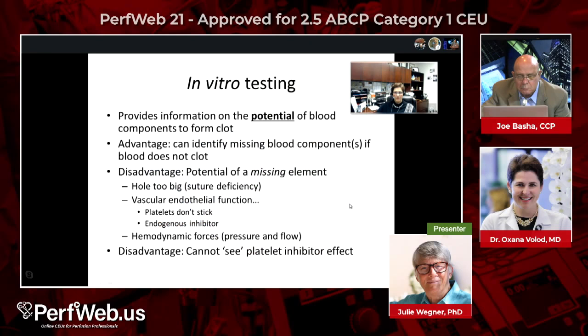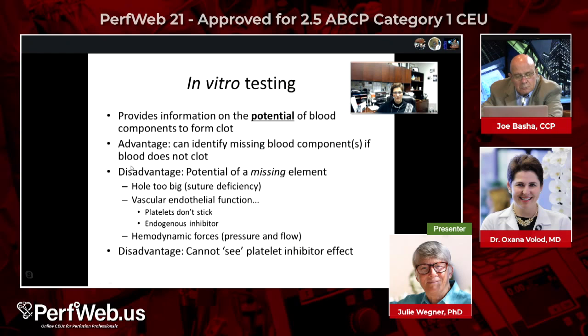All right. So what does in vitro testing do for you? Number one, it provides information on the potential of blood components to form clot. So it just is showing the potential of the blood components to form clot. And the advantage is by doing that, you can identify some of the missing blood components if the blood does not clot. If a patient is bleeding and you see an abnormal tracing on the TEG with this in vitro testing, you can pretty much indicate which component is missing, and then add that component and hopefully stop the bleeding.